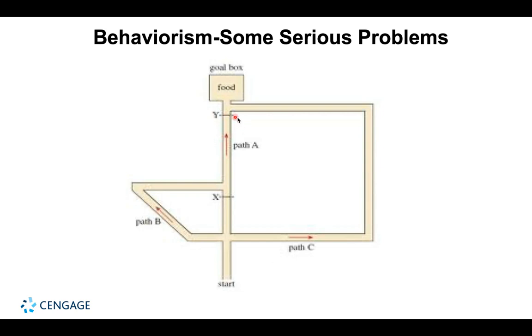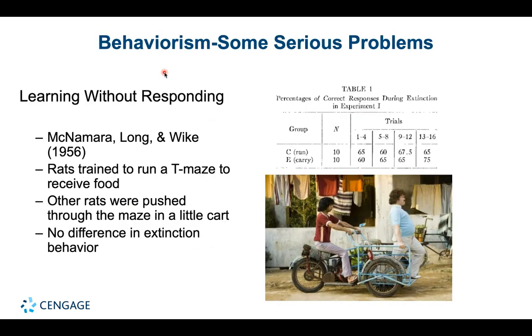Notice that if the barrier is at place Y, then path B does nothing for you because you still run into the barrier. If the barrier is at place Y, you need to take path C. Well, Tolman found that the rats could do this perfectly fine. If the barrier was at place X, they knew to take path B. If the barrier was at place Y, they knew to take path C, thus confirming the existence of some representational mental map of the maze in the rat's brain.